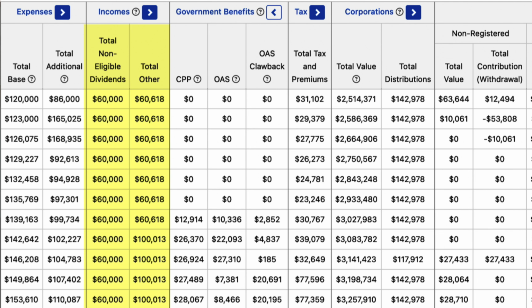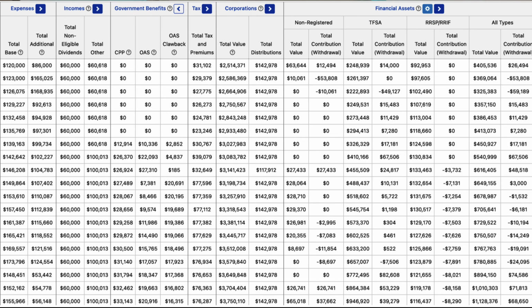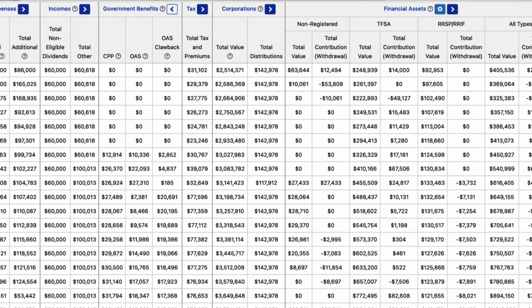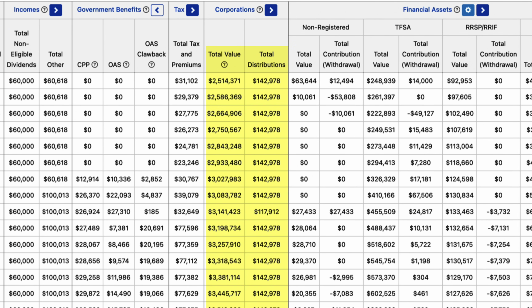Why? Look to the left of that column, you see their incomes. They have distributions coming from two other corporations, and over to the right, you see corporation. The corporation is worth $2.5 million. So there's money coming out of that corporation as well. So there's a lot of money flowing. They have rental properties and so on. So there's a lot of money coming to their hands personally that they cannot stop.